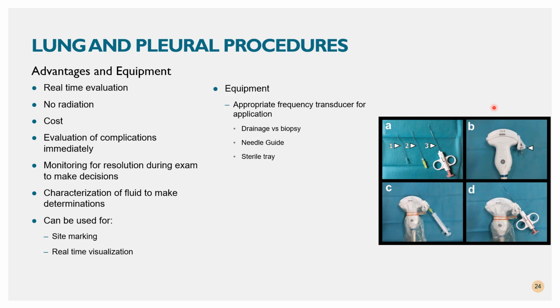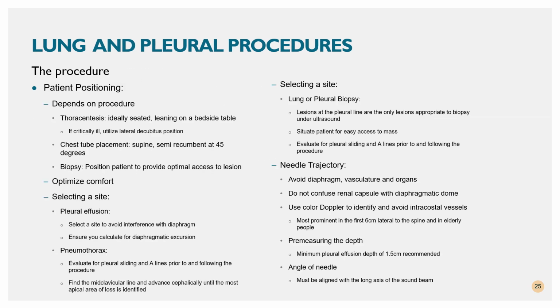So the equipment that you're going to need could be that needle guide. It would depend obviously on whether you're doing a drainage or a biopsy, and then of course your sterile tray that you're going to want to be utilizing with this. So all dependent upon the procedure that you're doing and what you like to use to make you feel comfortable doing these things. All right, so lung and pleural procedures.